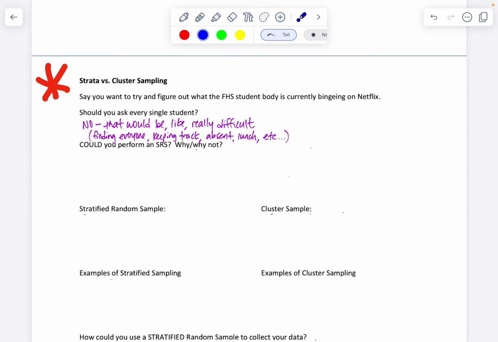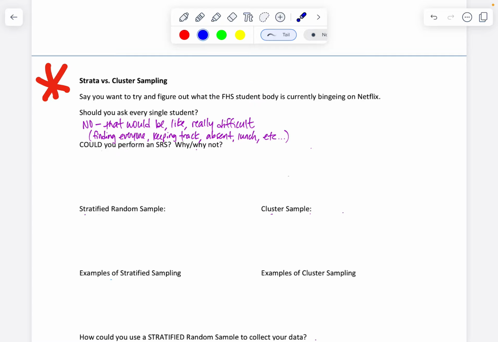So remember the vocab word we talked about yesterday. Here's where in class I would say turn to somebody around you and remind them of this vocab word right here, what it stands for and what it means. This is what we talked about yesterday. Could we do an SRS? Remember what that means again. Everybody in the entire school has an equal chance of being chosen.